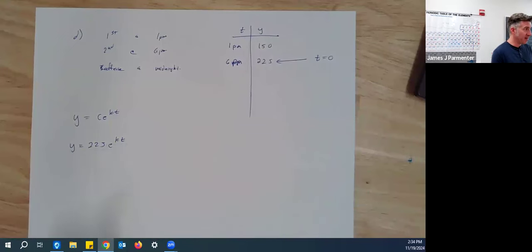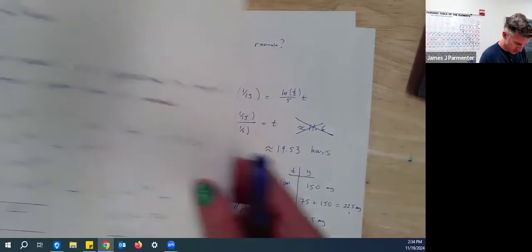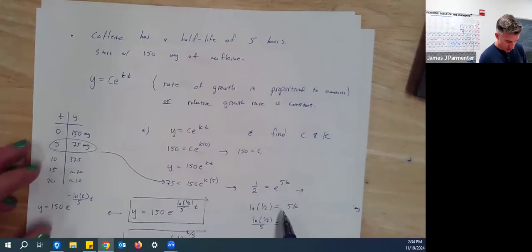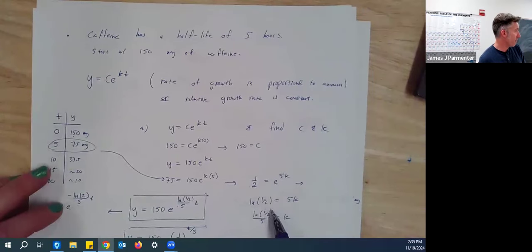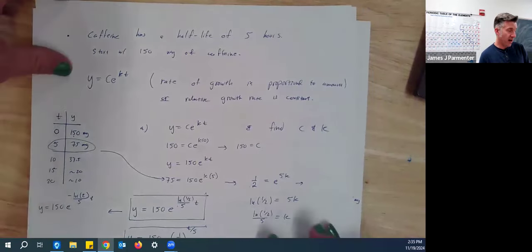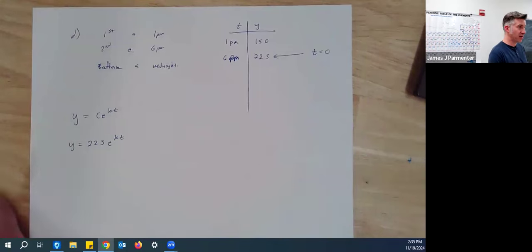I'm going to end up getting right back to this equation here, where 1/2 equals e to the 5k and the natural log of 1/2 equals 5k. So the half-life being constant means your k value should always be the same value. It's not going to change based on how much caffeine is in your system.